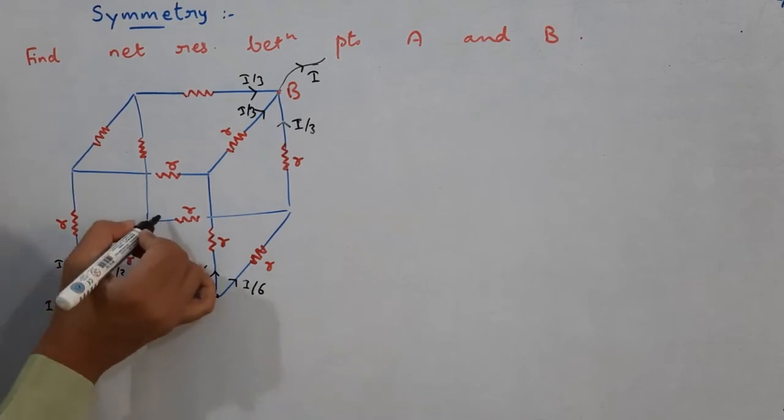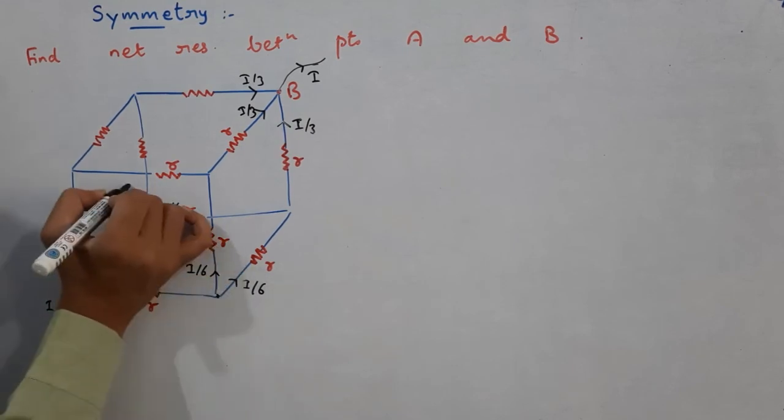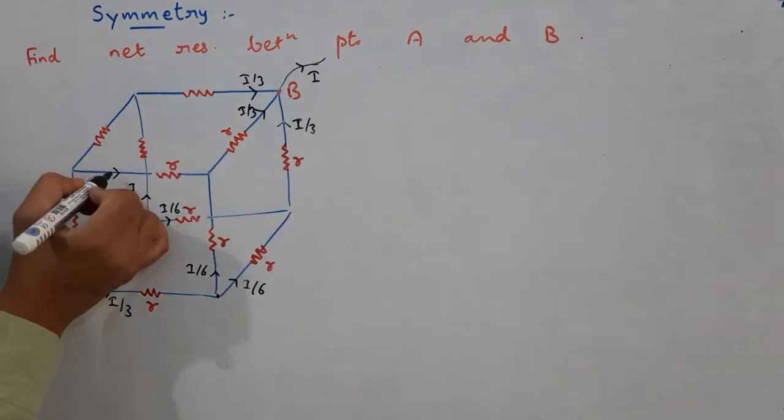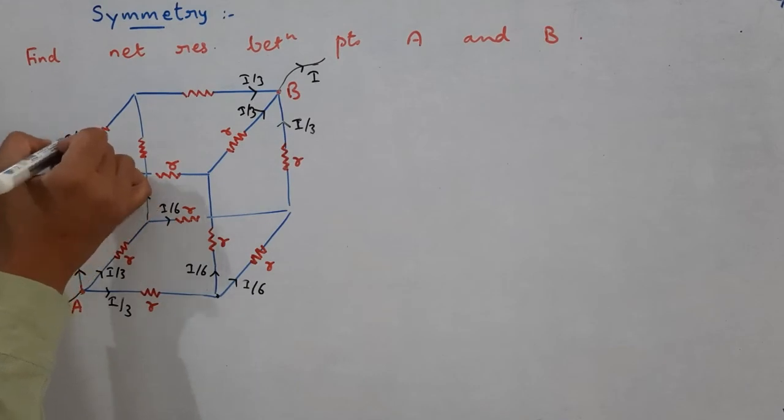Likewise this I by 3 will divide into two parts. This will be I by 6. This will also be I by 6. This I by 3 will divide into two parts. Here there will be current I by 6. Here there will be current I by 6.